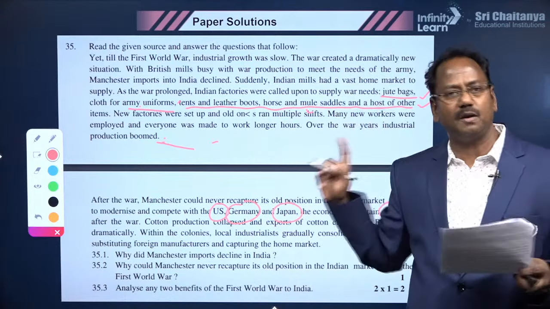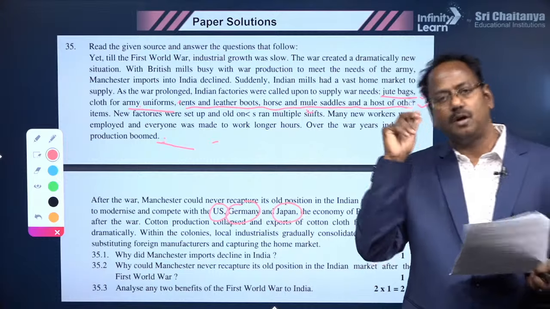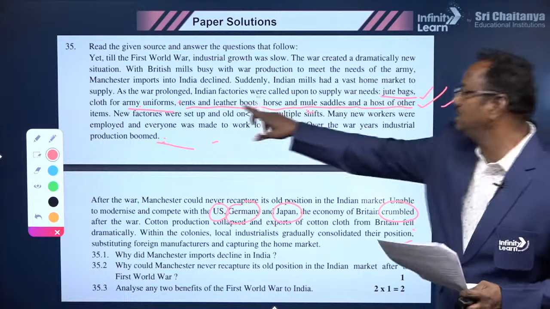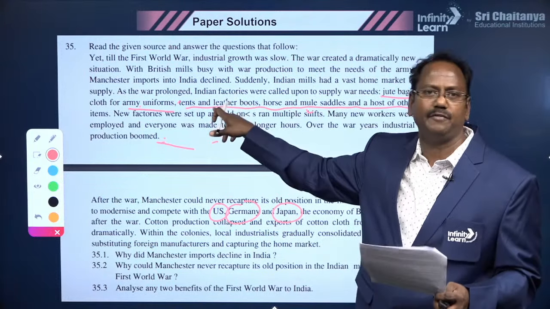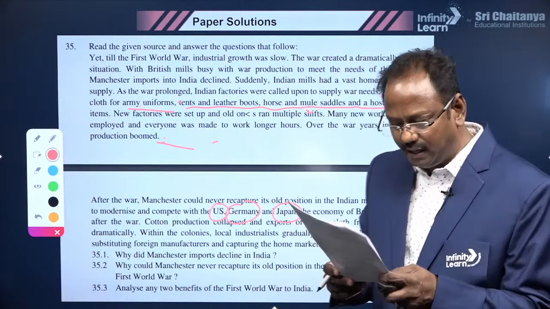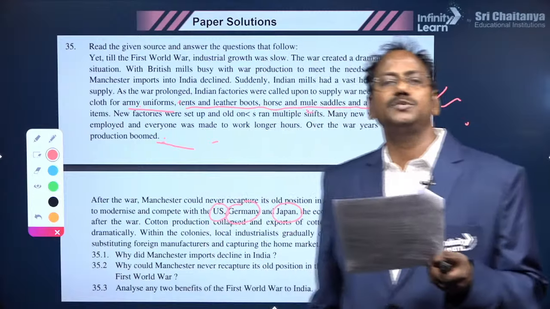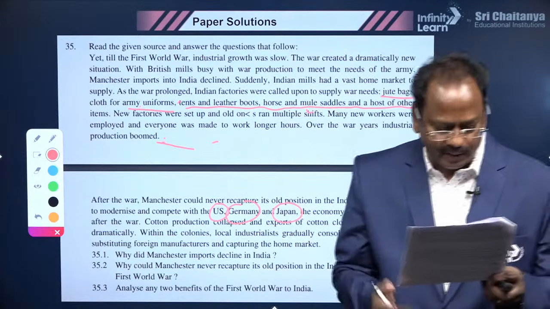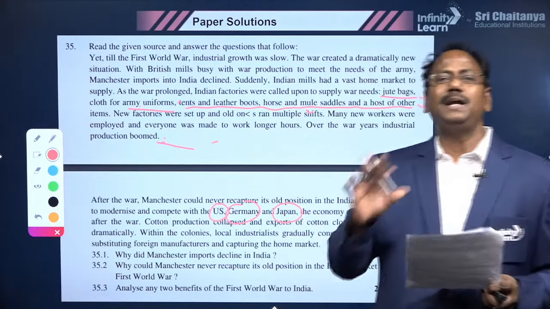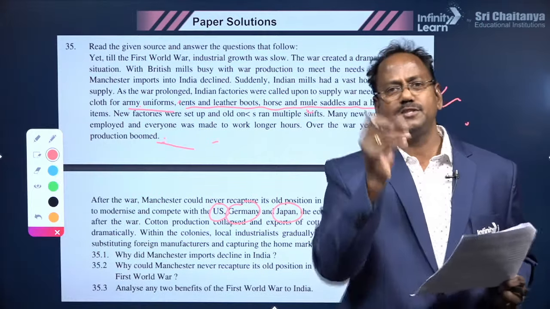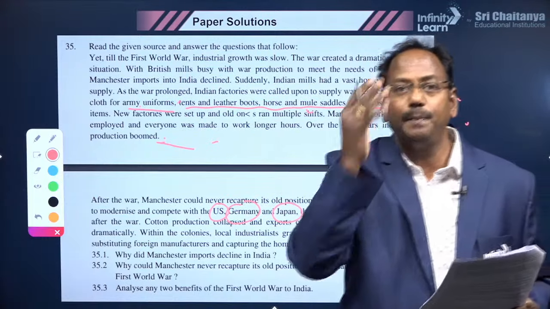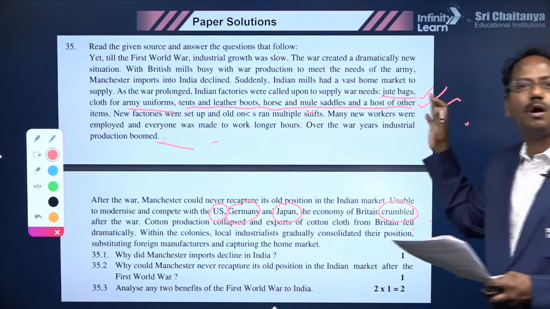The first point the children have to explain is industrialization: all the Indian industries boomed because of the First World War, because of many orders in different areas. It is already given in the paragraph itself. The second point: because of this condition, new factories were set up in India. In most of the industries, multiple shifts were followed: three shifts, morning, afternoon or evening, and even night shift. Plenty of people were required in manufacturing many things for the war in India.